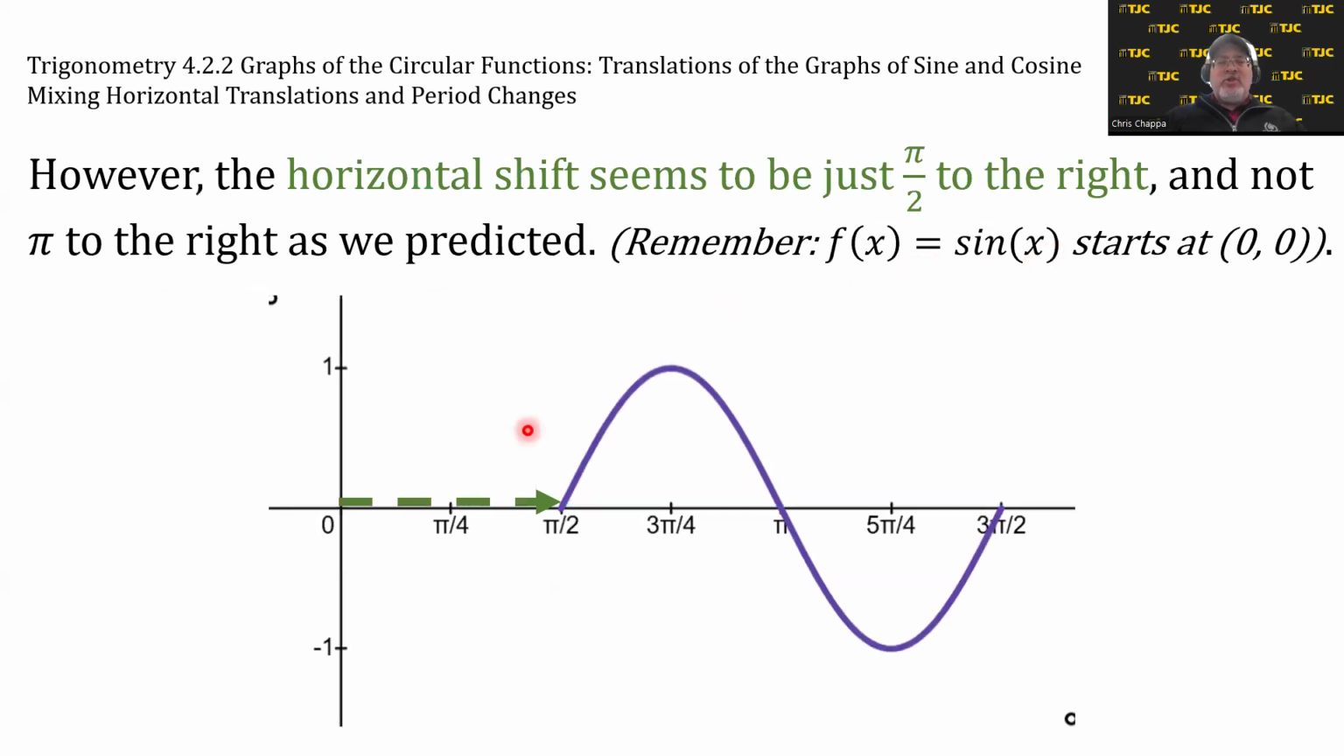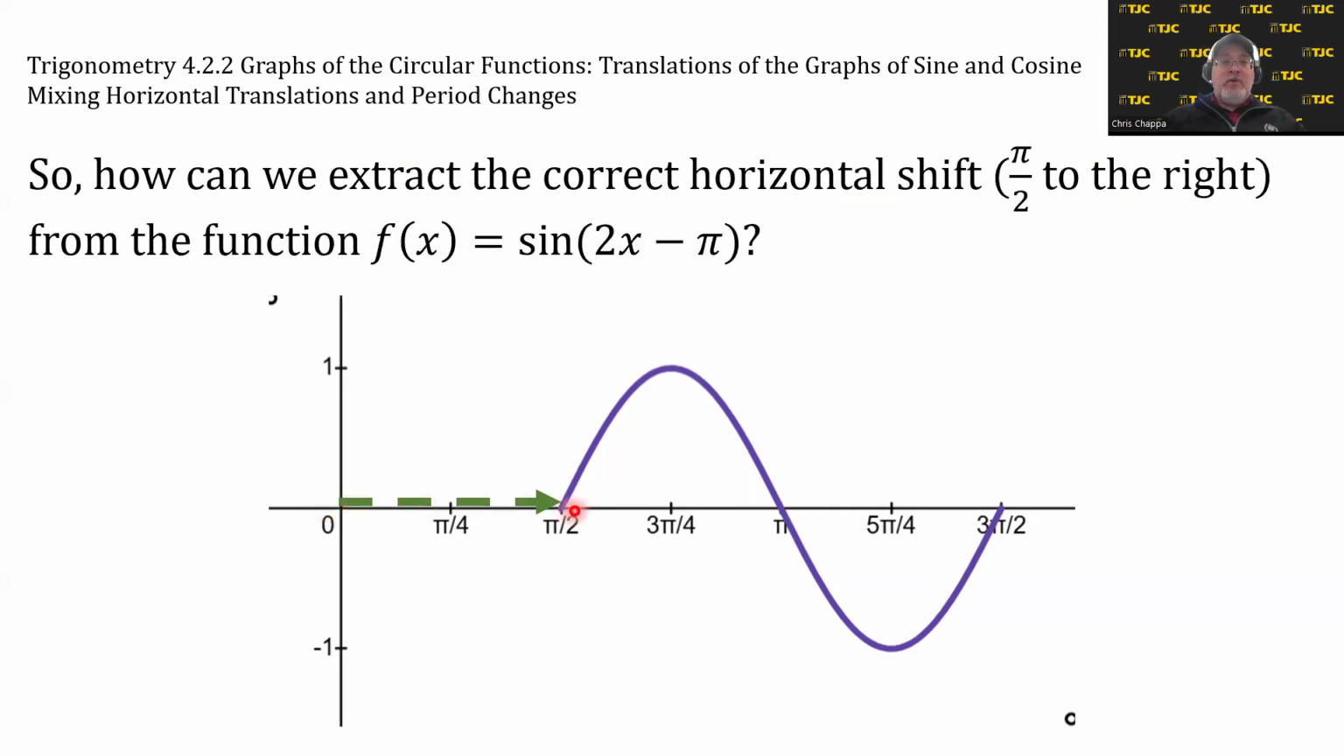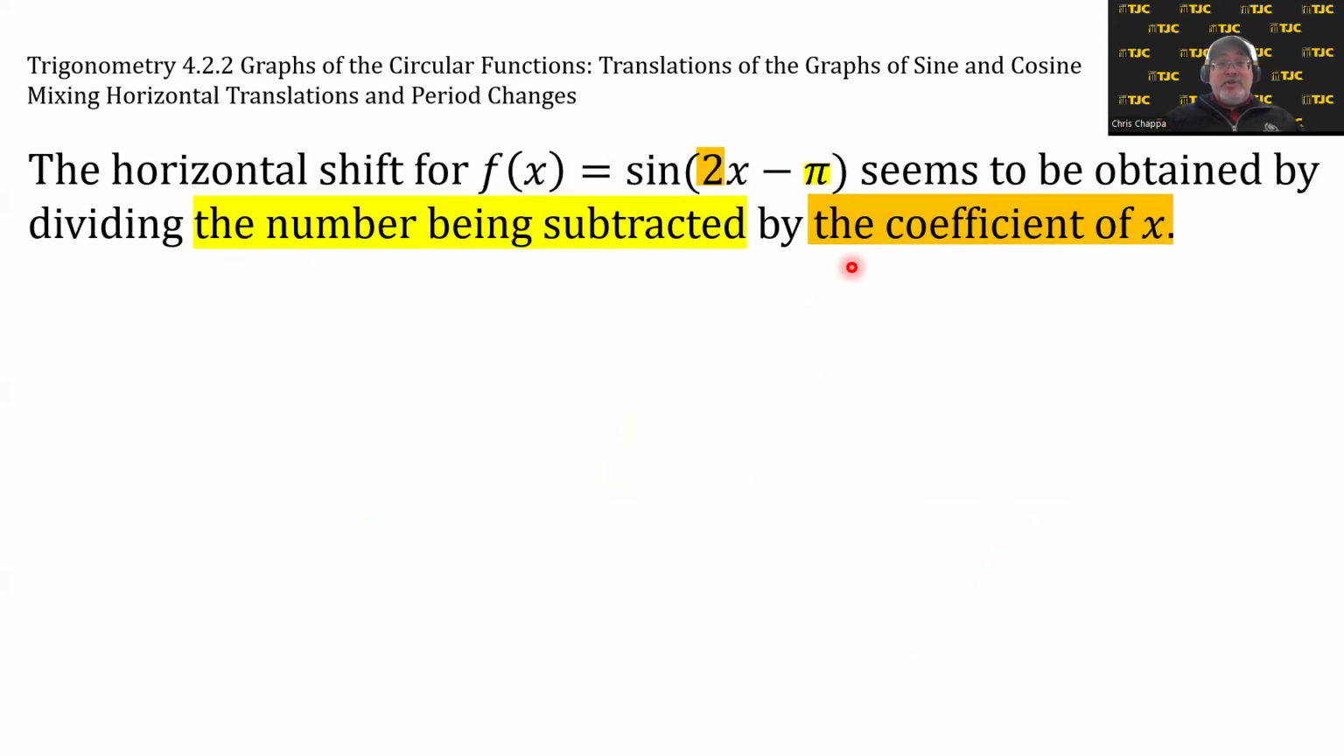However, the horizontal shift seems to be just pi over 2 to the right and not pi to the right as predicted. Remember, the graph of sine starts at the origin. So how can we extract the correct horizontal shift, pi over 2 to the right, from the function f of x equals sine of 2x minus pi? Well, notice that the ratio that expresses the horizontal shift contains two numbers that were in our function. So it seems to be obtained by dividing the number being subtracted by the coefficient of x.